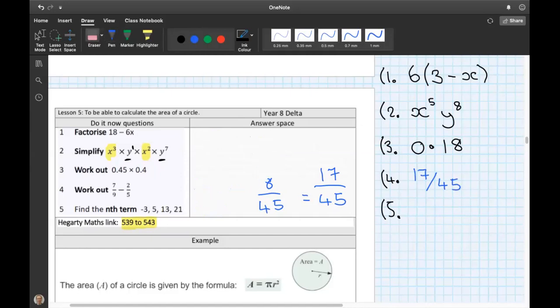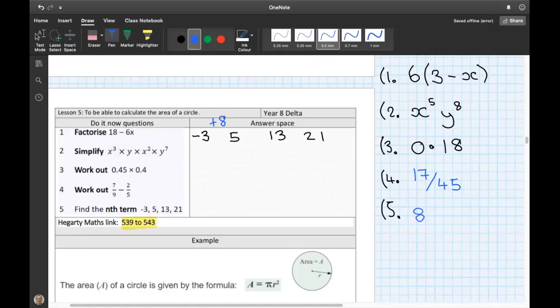Okay, next, question number 5. We've got the nth term. Just going to start by writing out the sequence, and we can see straight away it's getting larger. So we're adding something each time. What are we adding on each time? We're adding 8. So it's like we've got a form of the 8 times table here. So we've actually found the first bit of our nth term. It's going to be 8n.